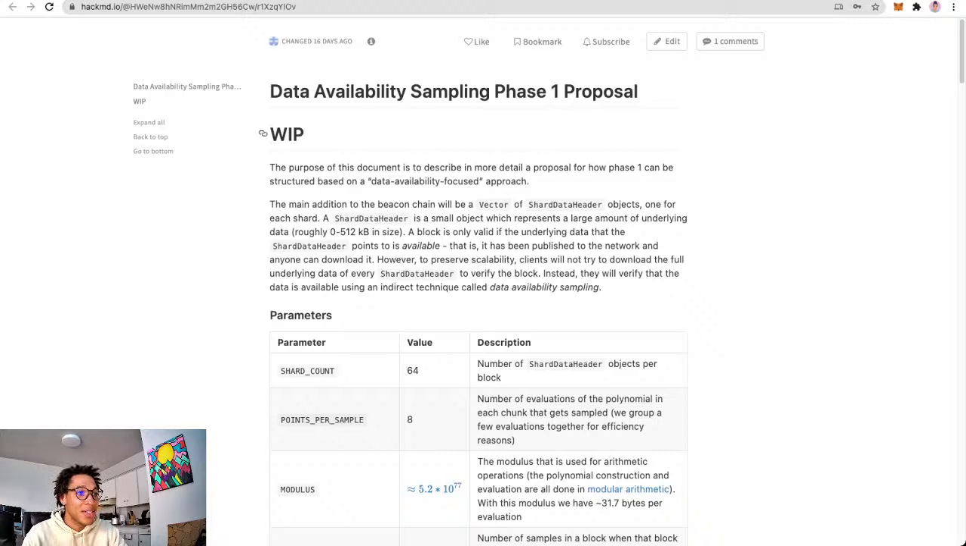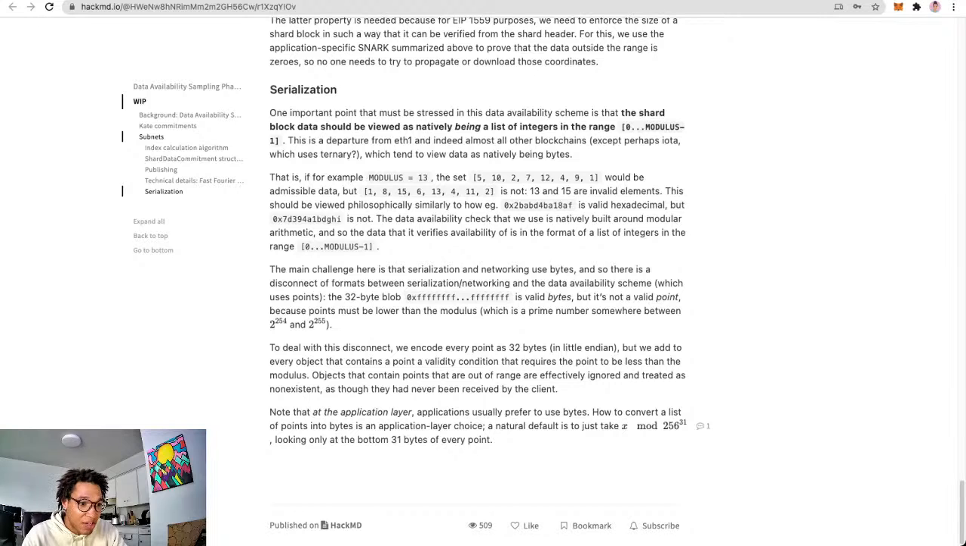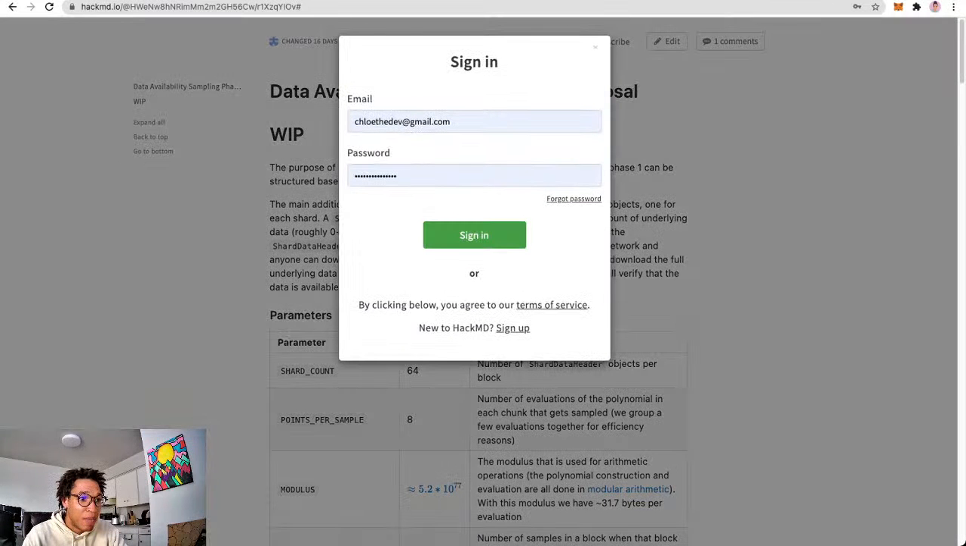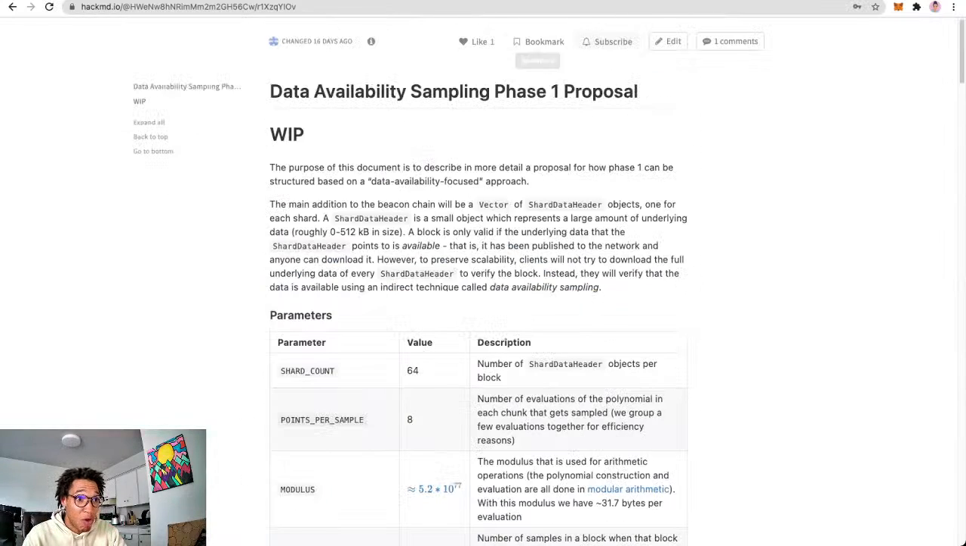So this is a paper, last changed 16 days ago in HackMD, written by Vitalik to the best of my understanding. I'll sign into my HackMD so that I could like it or bookmark it. I'll probably end up bookmarking it so that I can keep up to date with reading it again later on and seeing how it changes. Either way, I'm going to get started reading it.